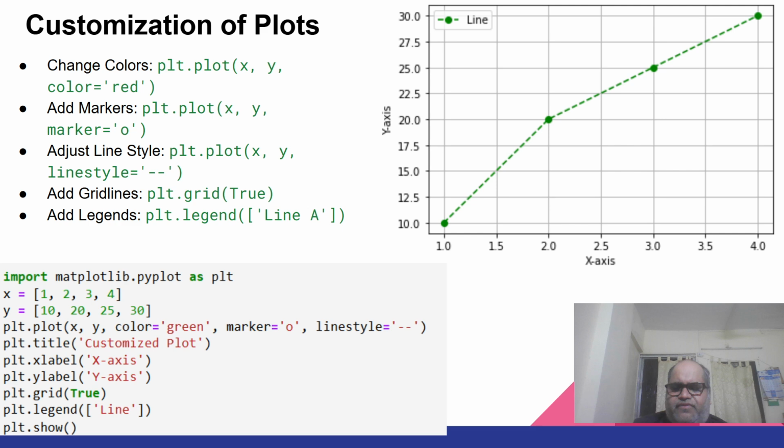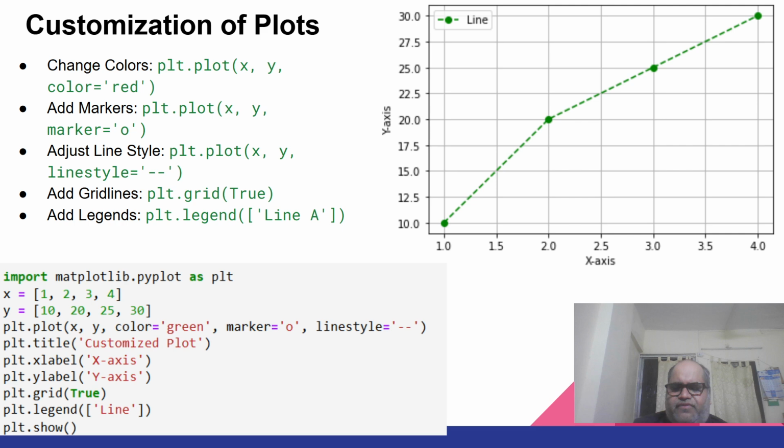Customization: you can change colors. For example, you can set color equal to red or blue or whatever. You can add markers, where you have to specify the marker, and then you saw the symbols, right? o for a big O, then a star. We saw several triangles and other patterns. Adjust the line, where you can set the line style. So you can have dotted or whatever it is. Then you can set grid lines with plt.grid. So there will be grid lines around your data. And to add a legend, you simply call plt.legend, right?